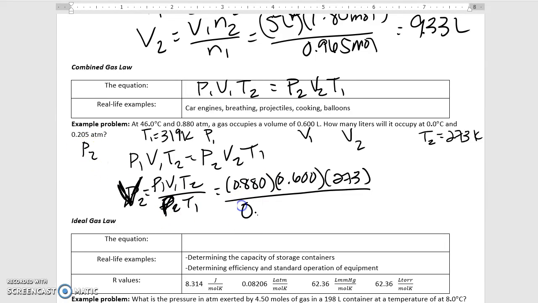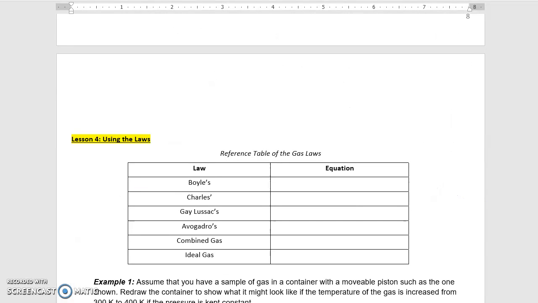I've got 0.205. Okay. And then I have my first temperature of 319. So multiply 0.880 times 0.60 times 273, divided by the 319 times 0.205. Multiply and divide, you should get 2.20 liters. So again, not too bad, just a couple more numbers in play here.